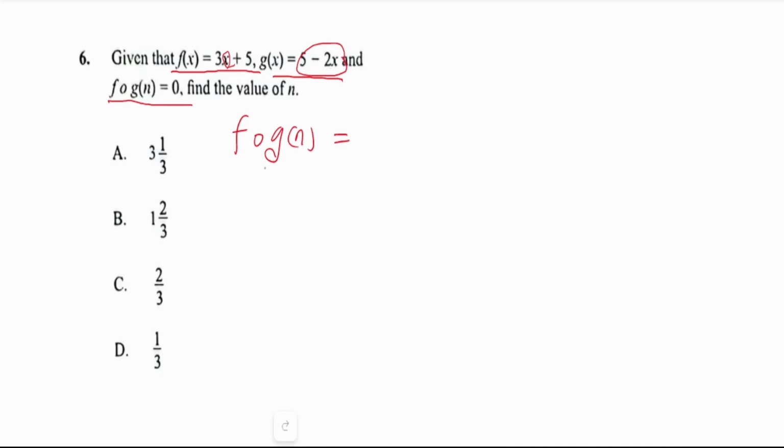Let me write what I mean. So f of x is 3, and then wherever we see x, we're going to put 5 minus 2x there, then plus 5, this 5 here. Okay, I'm just doing that for you to see. Then now the g, instead of g of x, we have g of n. So that simply means that wherever we see x in g of x, to replace it with n. So let me do that quickly. So 2n. And then the question now says that this, which now we have here, equals to 0.